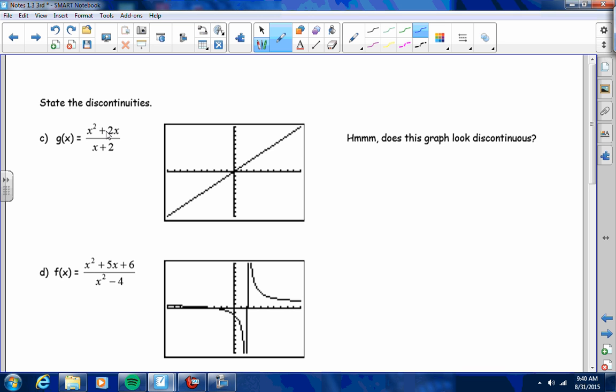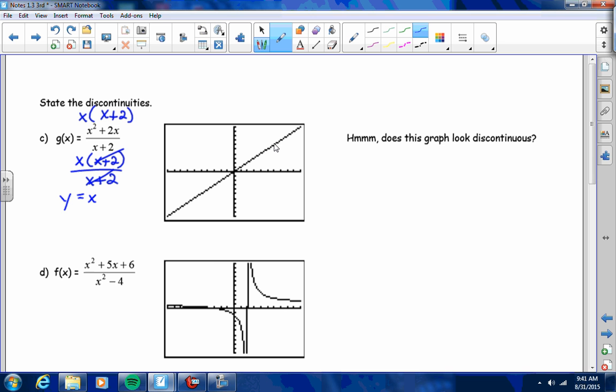How can I simplify? Good. In the numerator, we want to factor out the x. So if I factor out an x, what am I left with? X plus 2. So now I have x times x plus 2 divided by x plus 2. What's happening? The x plus 2's cancel, and so what I have is basically y equals x. Does this look like the line y equals x?